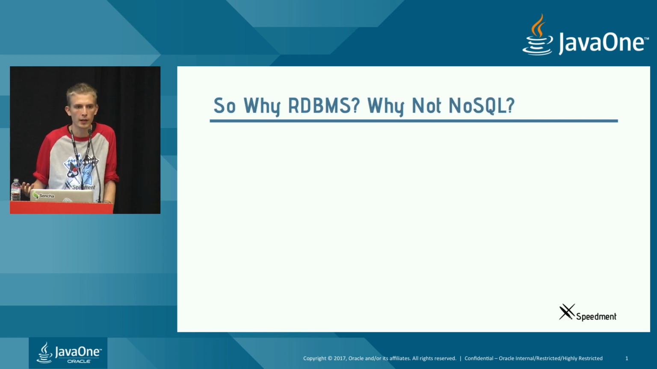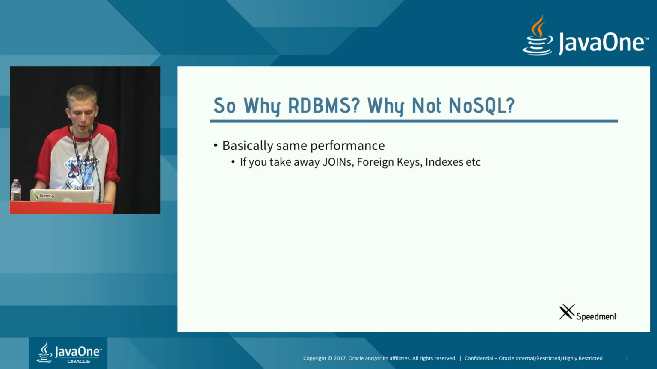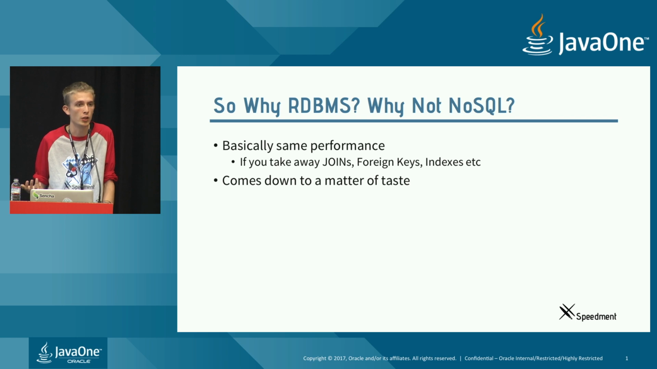Some of you might be wondering, why do we use a relational database at all? Why not NoSQL? It basically comes down to about the same thing. When you take away all the things that are slowing down relational databases, like joins, foreign keys, and indexes, when you're simply writing to it, the performance is usually about the same as writing to a NoSQL database. So it comes down to a matter of taste. What is easiest for your team to manage and to deploy? And since the performance of the relational database is very rarely a bottleneck in the system, even if you were to see some performance gains by replacing the database, that's usually not the best way of improving the performance of the system.